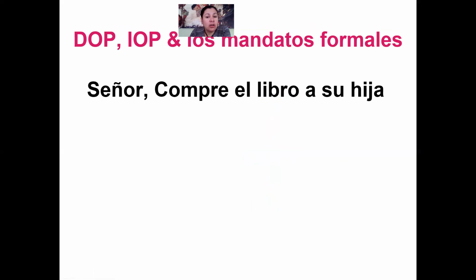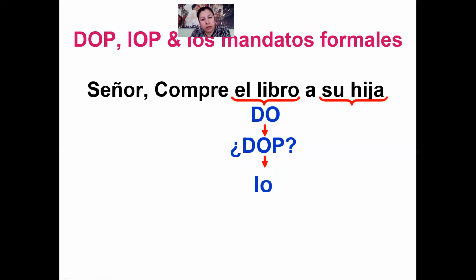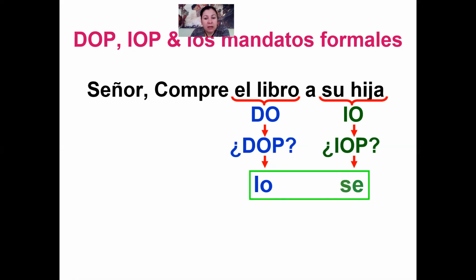Señor, compre el libro a su hija. El libro is the direct object, we already know that is lo. For whom is the book? For the daughter. That's the indirect object. What is the indirect object pronoun? Le. So we have an L combination, which implies that we're going to switch le, the indirect object, which goes first, into se. So let's do it. We're going to use compre as the command, and the two pronouns are attached, but we have to put them together, and the L combination changes the indirect to se. So here we have celo.